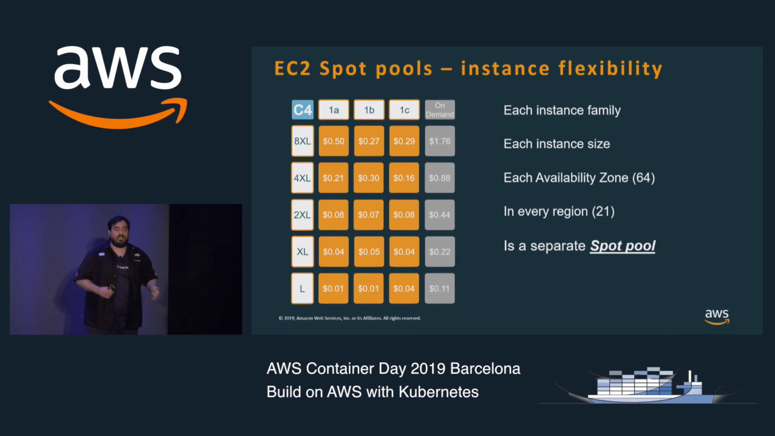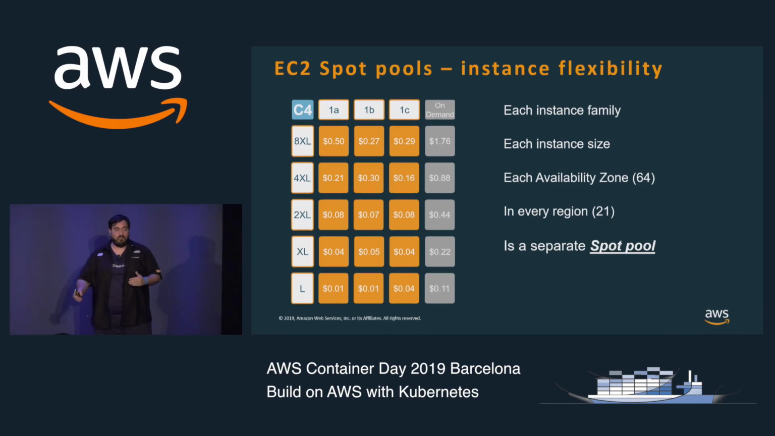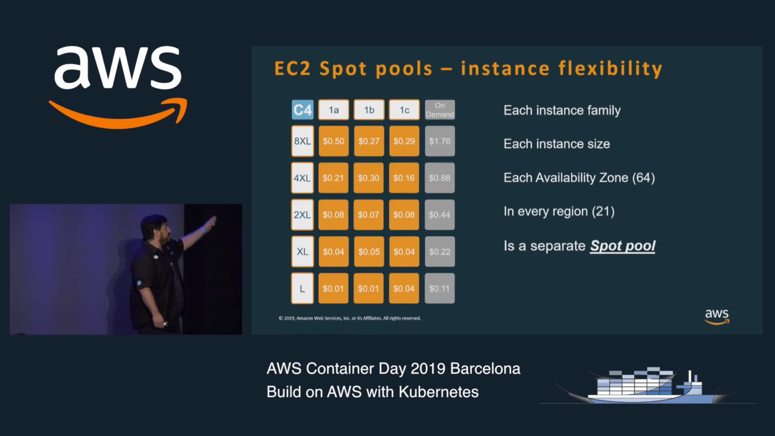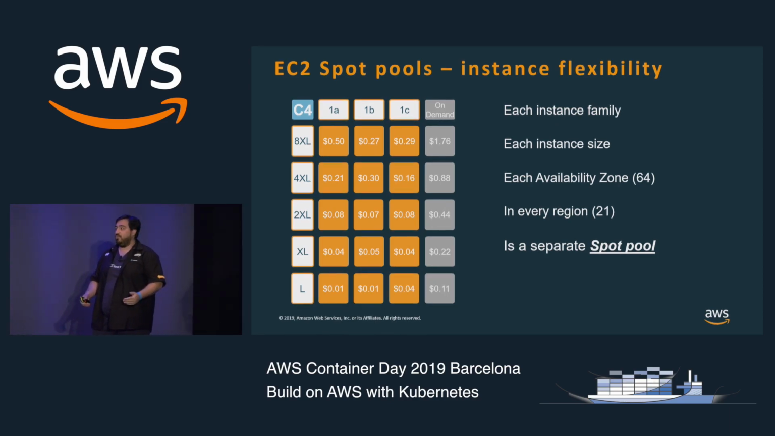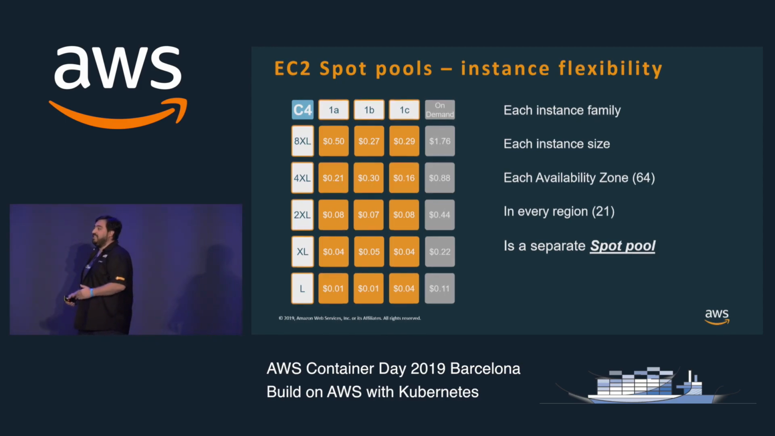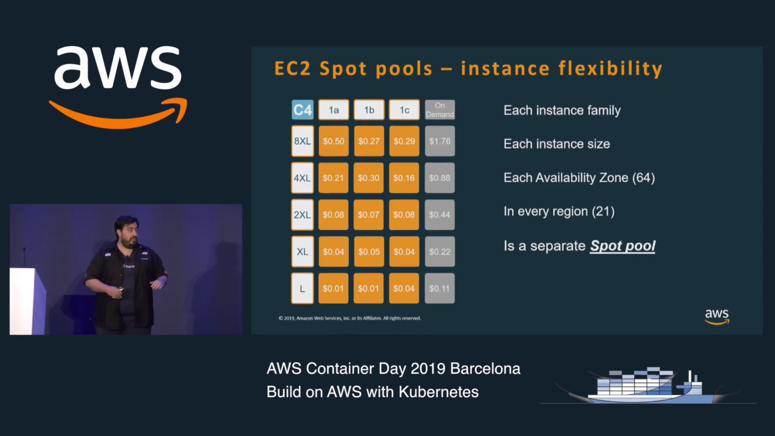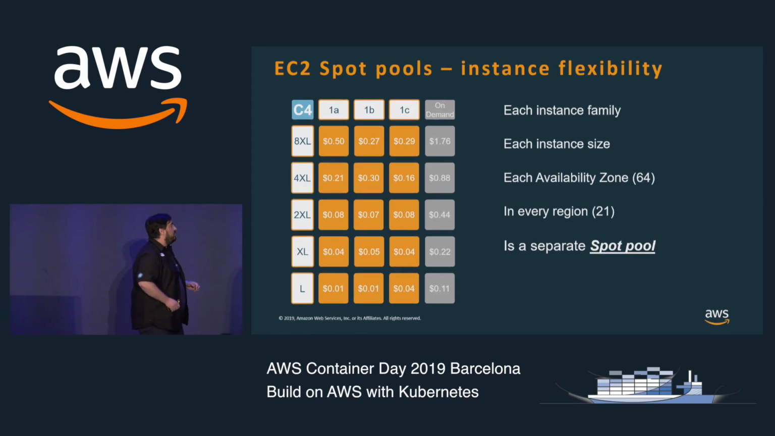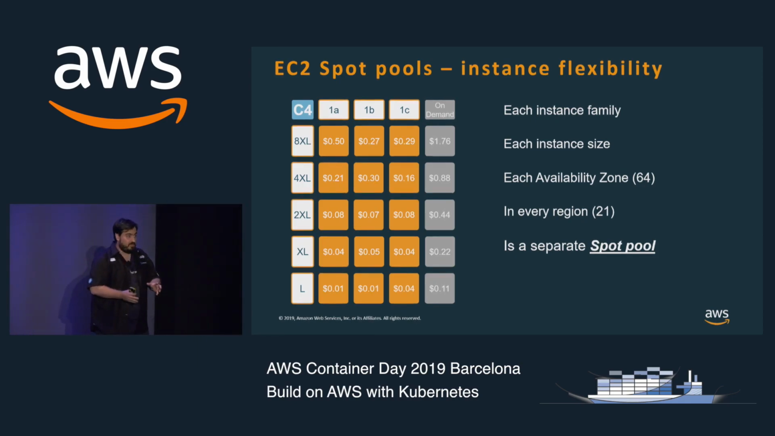If your workload, for whatever reason, is very sensitive to data movement, you could stay on the same availability zone, but instead use the 2XL and the 4XL. Yes, they are larger. They cost more. But you are still saving over the on-demand price. And you are also protecting yourself and reducing the blast radius when that pool dries. Does that make sense?